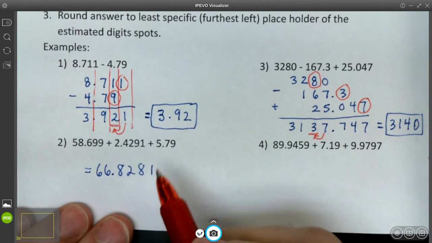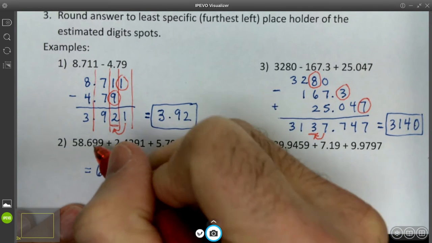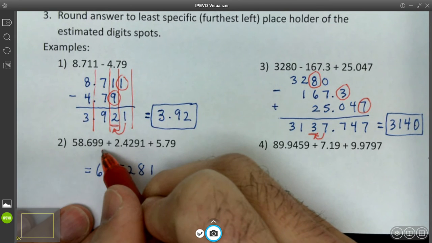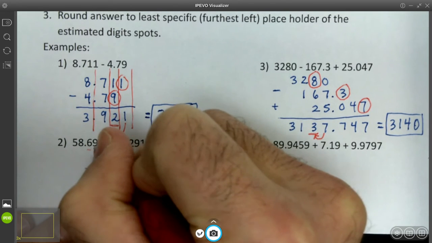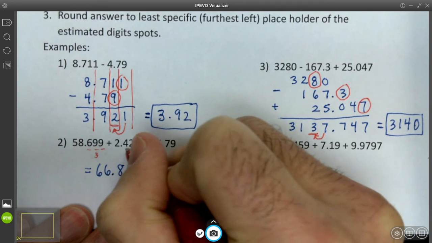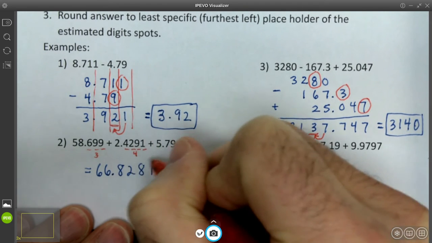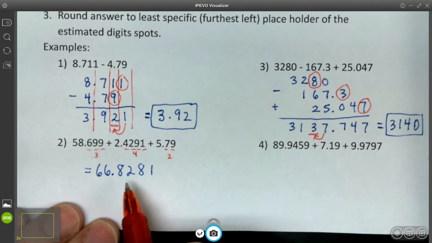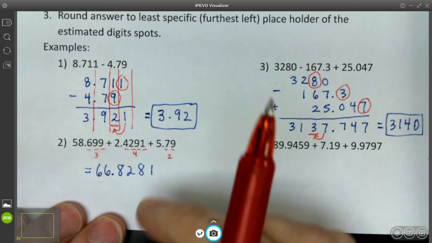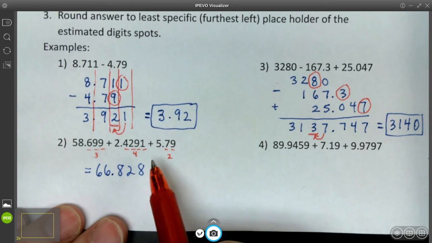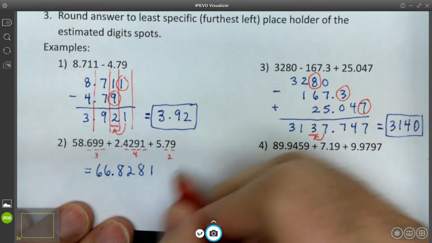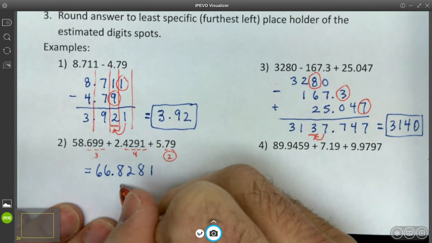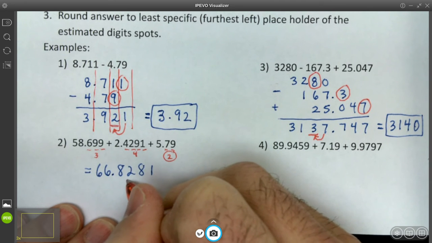If they all have decimal spots, what you can do as a little shortcut is count how many decimal spots each number has. So this one has 3 decimal spots, this one has 4 decimal spots, and this one has 2. And then your answer needs the same number of decimal spots as the smallest number of decimal spots of the numbers going into the problem. So the smallest number is 2. So that means our answer needs 2 decimal spots.